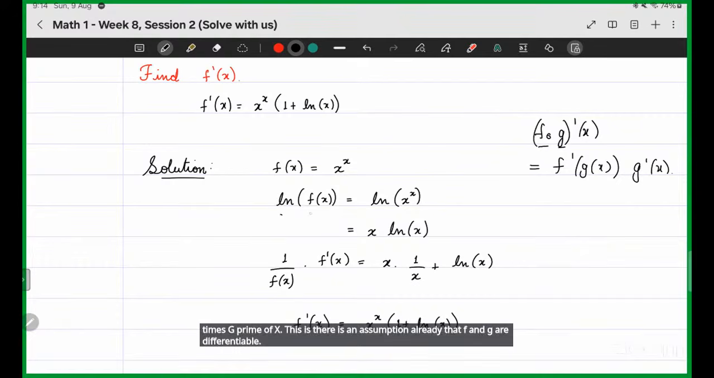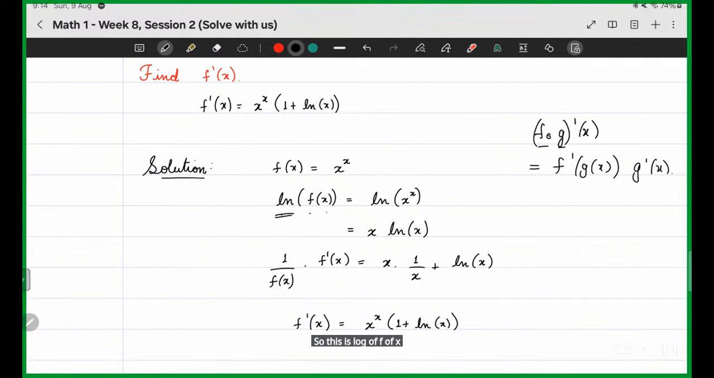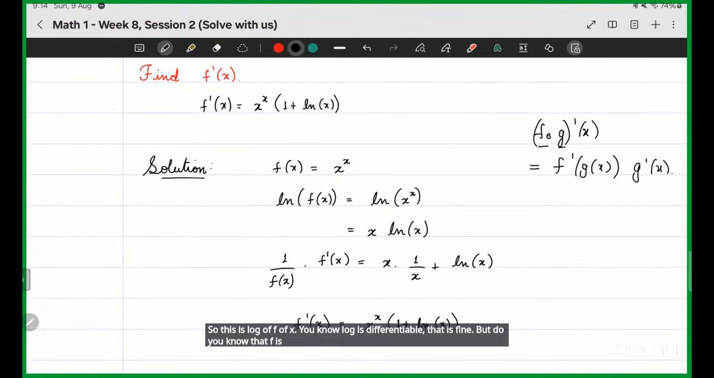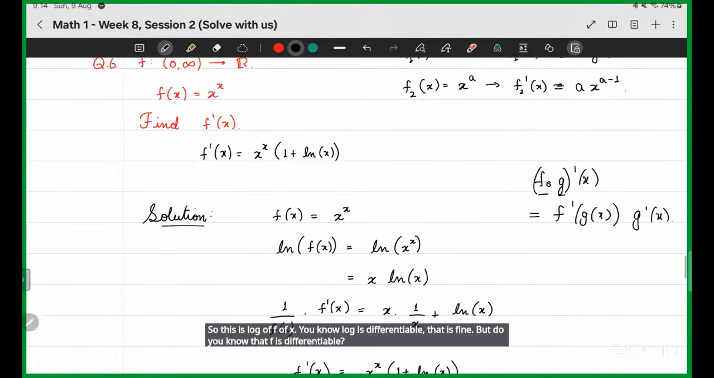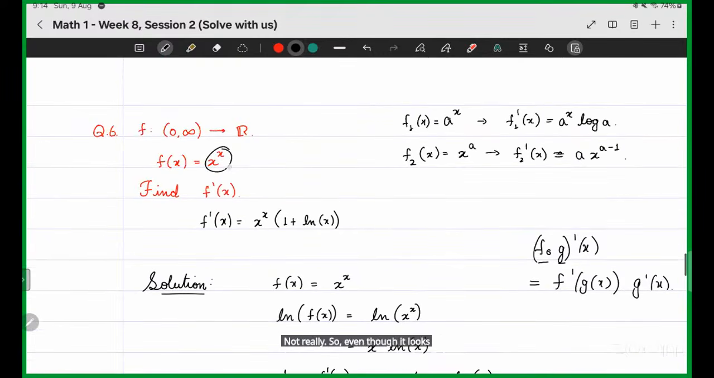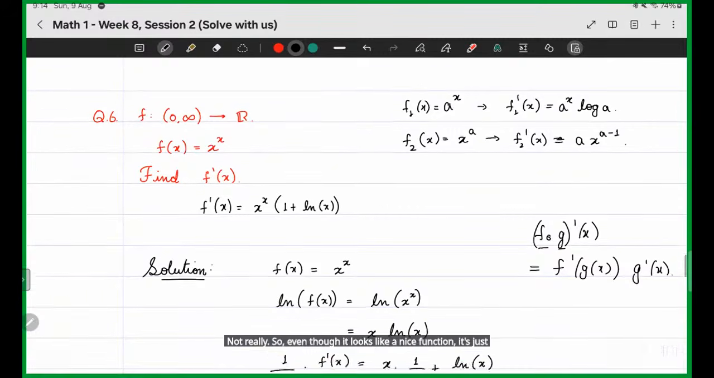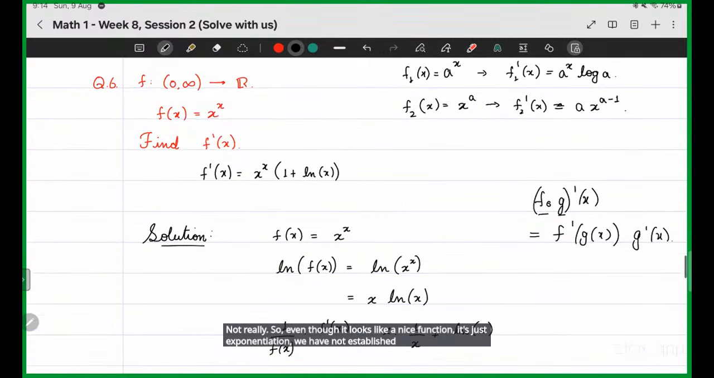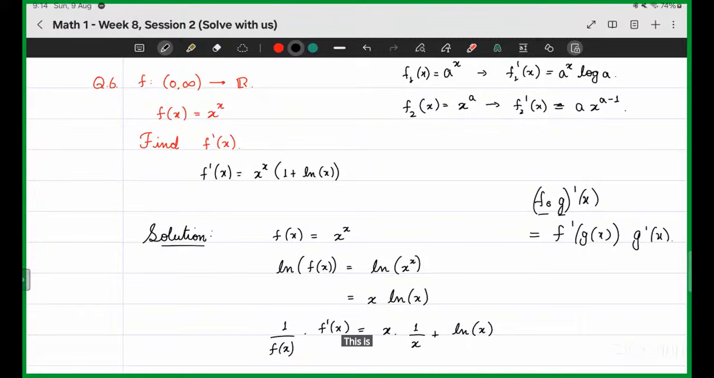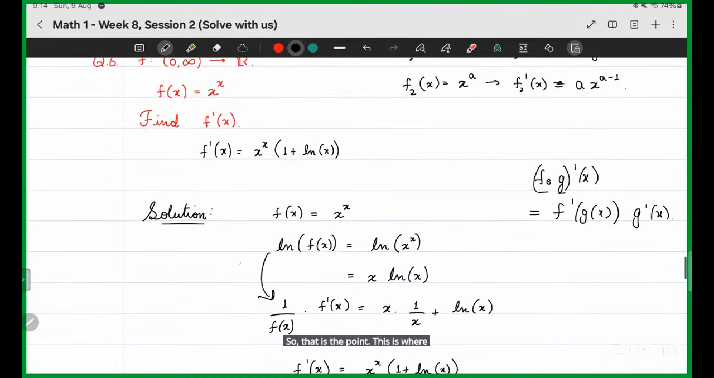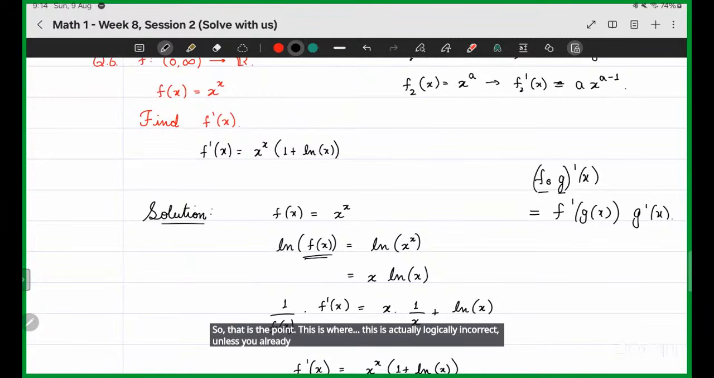So this is log of f of x. You know log is differentiable, that is fine. But do you know that f is differentiable? Not really. Even though it looks like a nice function, it's just exponentiation, we have not established that this is a differentiable function, right? So that is the point. This is actually logically incorrect unless you already know that f of x is differentiable.